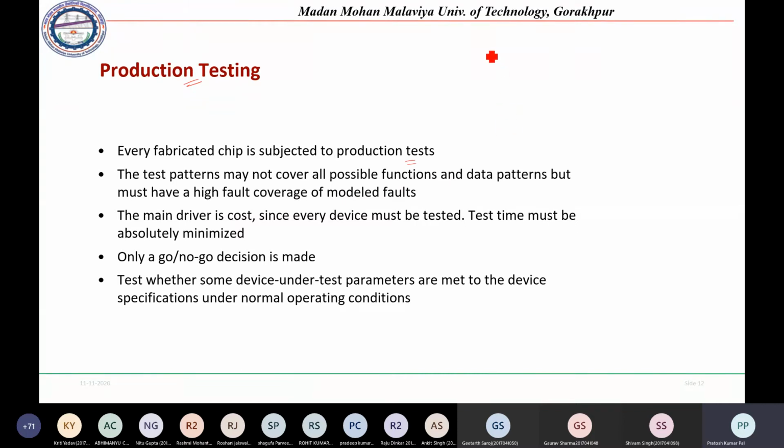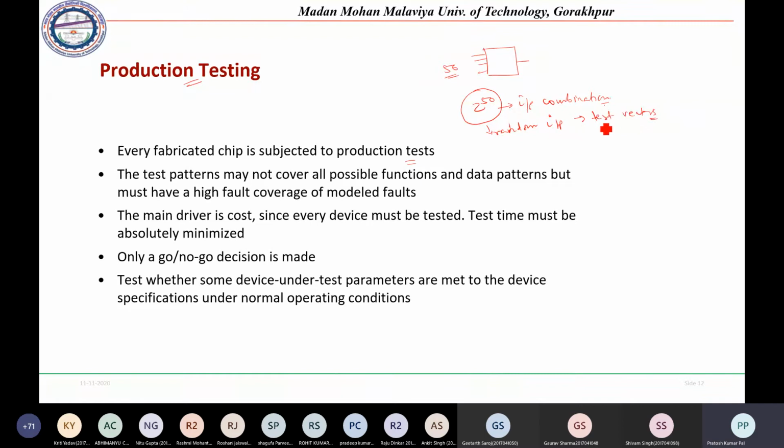As we have said previously, if any chip has 50 inputs, that means 2 to the power 50 input combinations will be there. So we will not go for testing each of these combinations. We will randomly select some input patterns, and with respect to that, we will check the output. So random inputs will be taken. This is called test vectors.